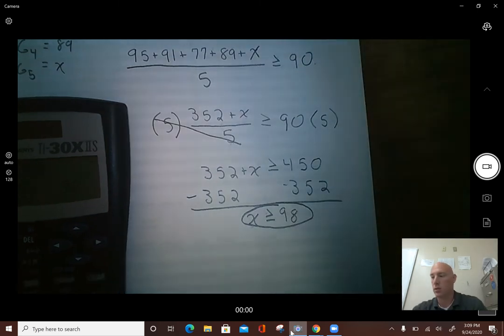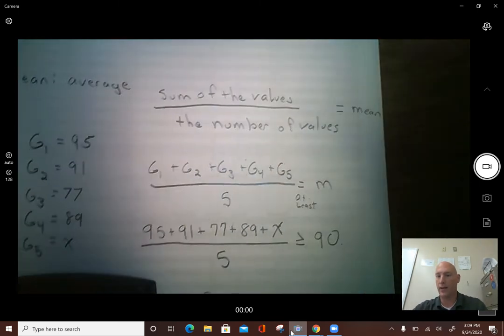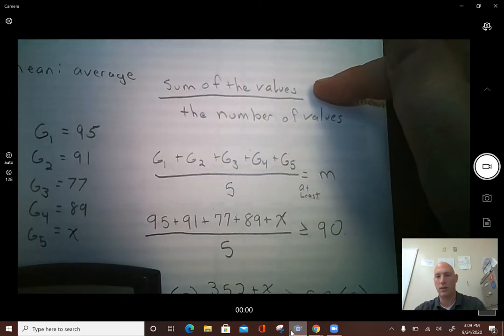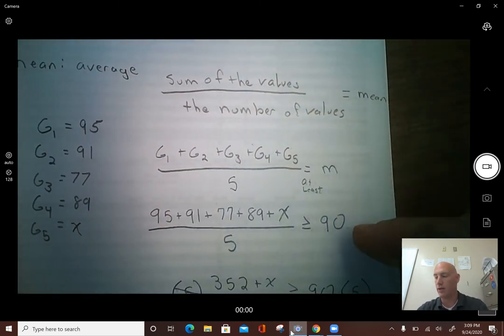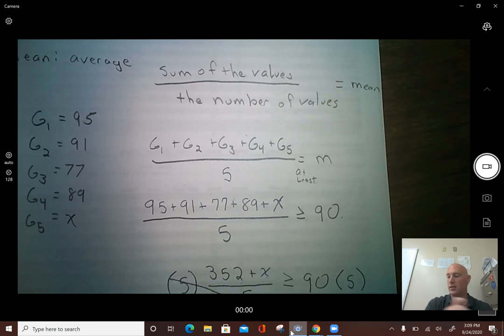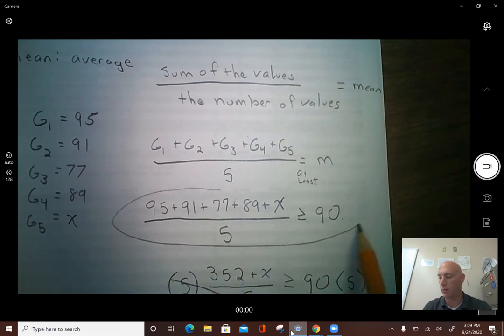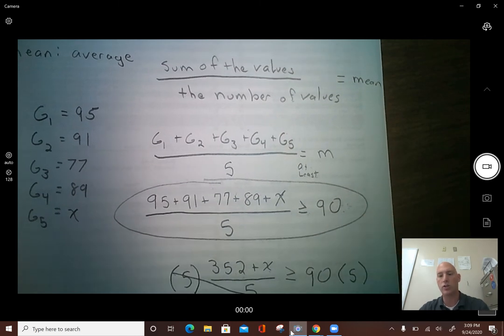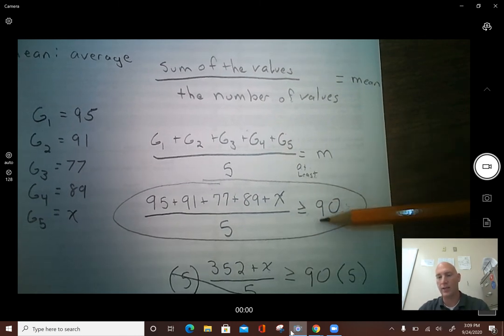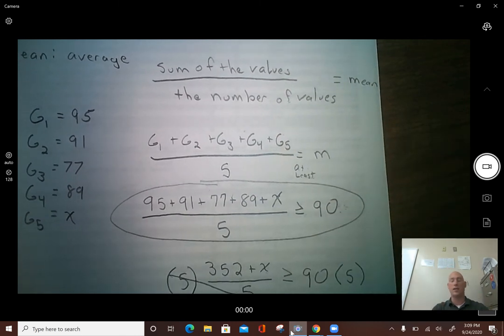I need you guys to go back and look at how I went from here, putting these scores in, to get from here to here. This is the most important part of this problem. If you can get to this equation, the rest should be easy. Getting to this equation is not going to go away. You're going to see other questions like this. So make sure we understand how to find the missing value for a mean problem.